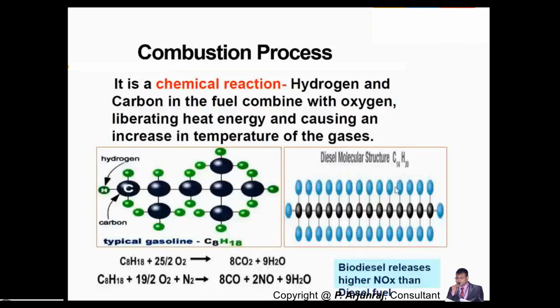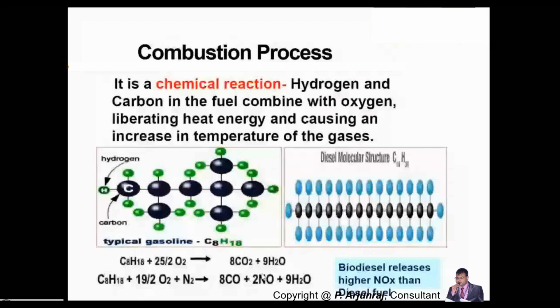Okay, when it comes to the diesel, the formula is C14H30. When it comes to gasoline, it is C8H8. When it is diesel, you are going to get a high amount of carbon and a high amount of hydrogen. Then accordingly, the NOx you're going to get is also going to be higher. This NOx can be eliminated with the help of the catalytic converter in the case of the SI engine, where the three-way catalyst will convert CO to CO2, HC to H2O, and NOx to nitrogen.